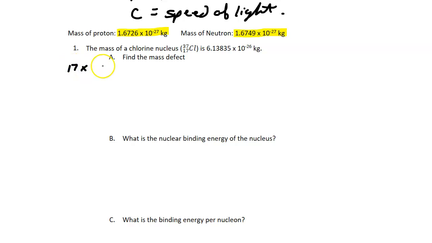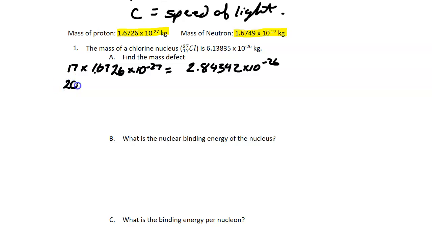So 17 times the mass of the protons, 1.6726 times 10 to the negative 27 kilograms. And that gets you a total of 2.84342 times 10 to the negative 26 kilograms. So that's the mass of all the protons.